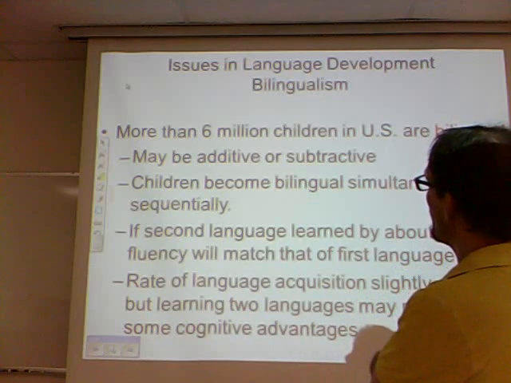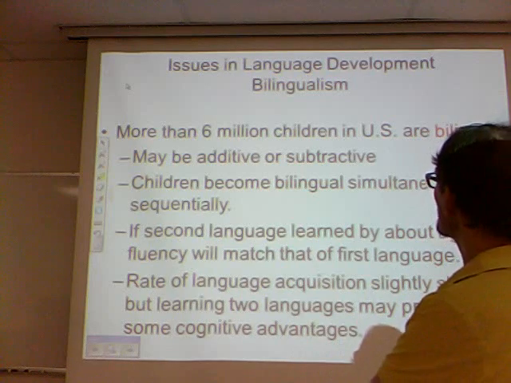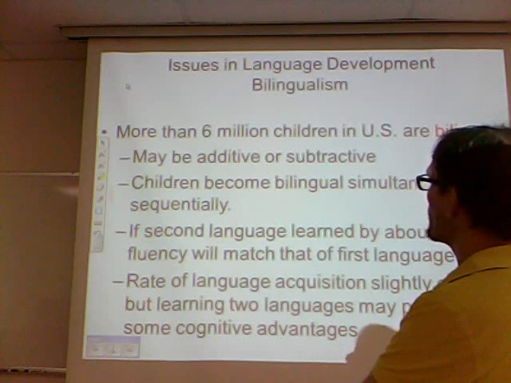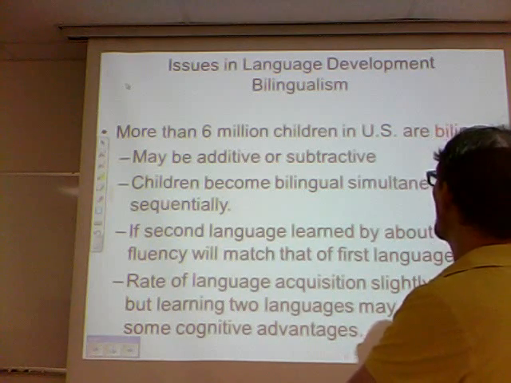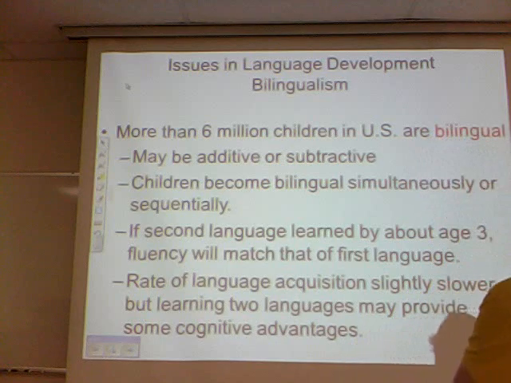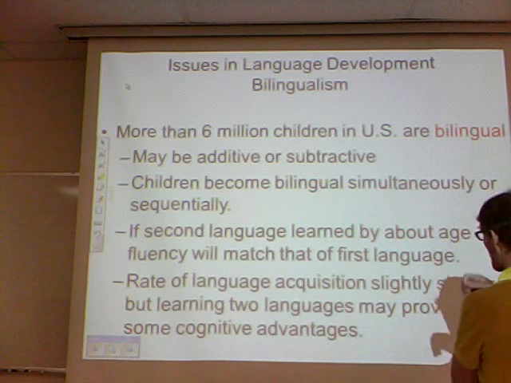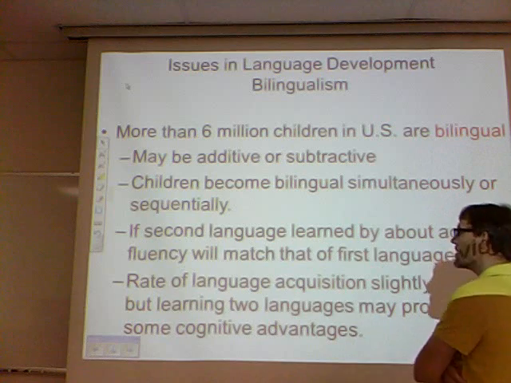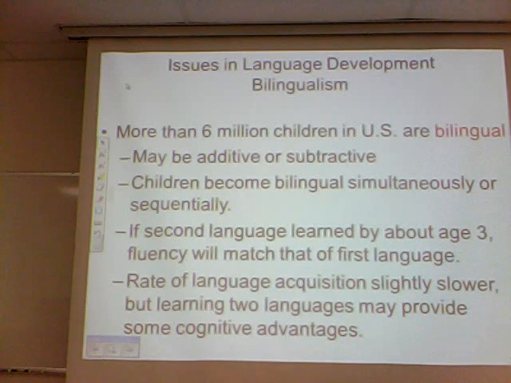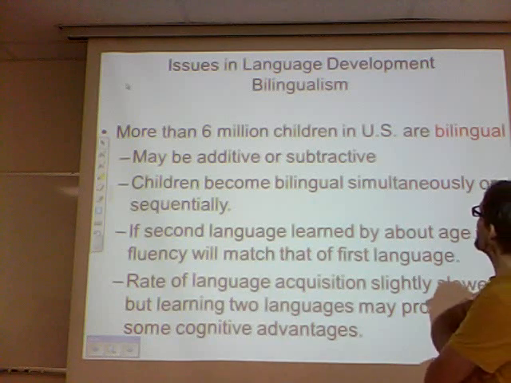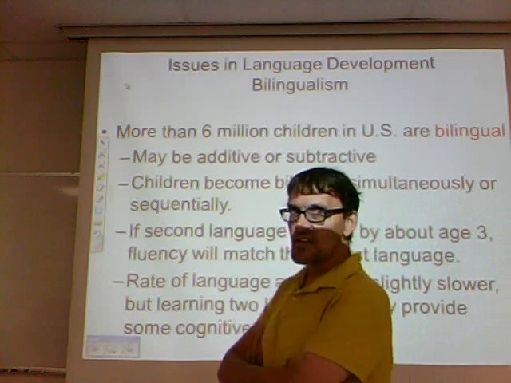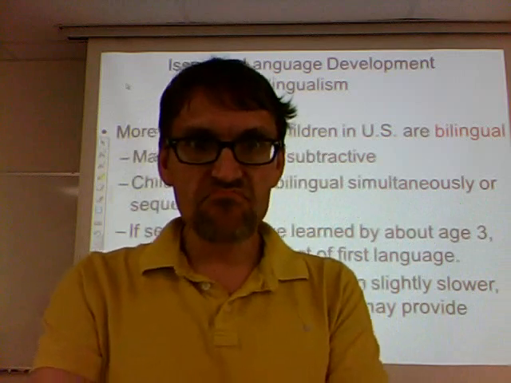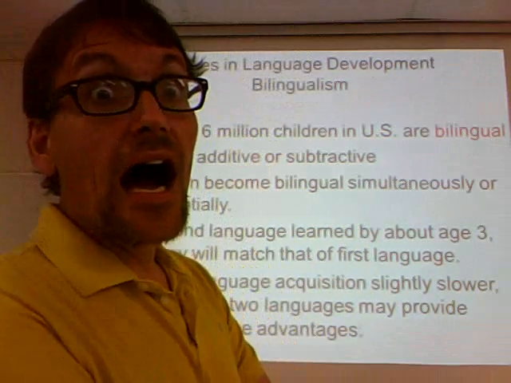Children become bilingual simultaneously or sequentially. Either 2 languages at the same time or one and then the other. If a second language is learned by about age 3, you could get fluency that will match the first language. There might be some cognitive advantages.